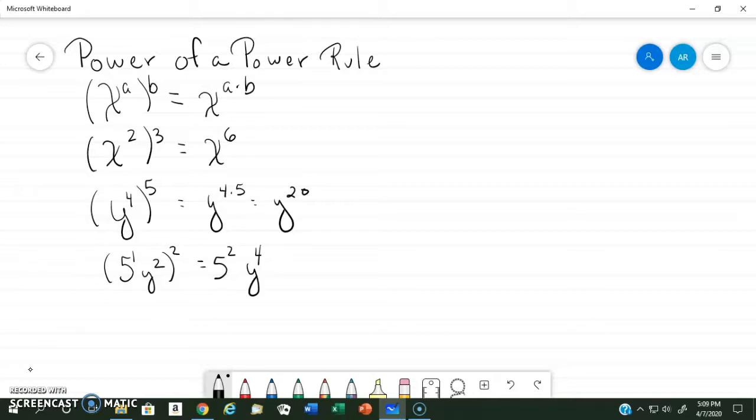And I can do this with some other ones. I can do x cubed, y cubed, and I can go ahead and square the whole thing. And I get x to the sixth, y to the sixth, because all I did was multiply the inner exponent by the outer exponent to get 6. So 3 times 2 is 6.